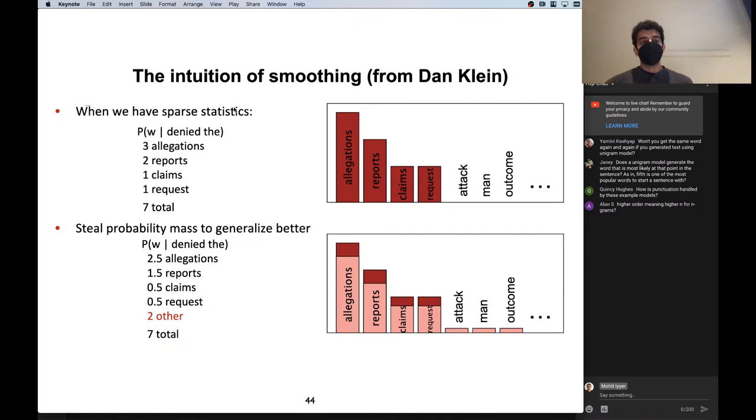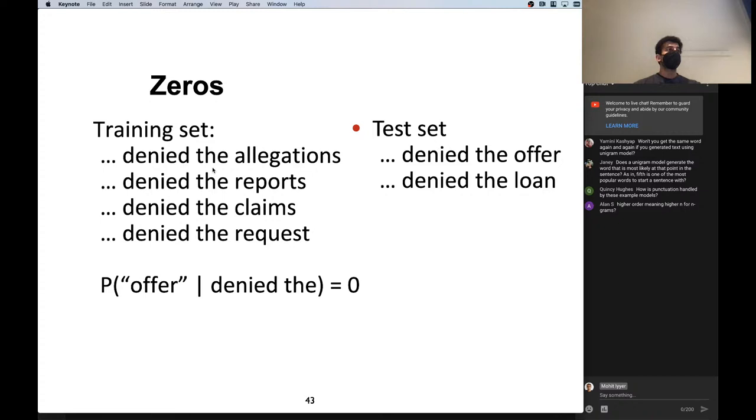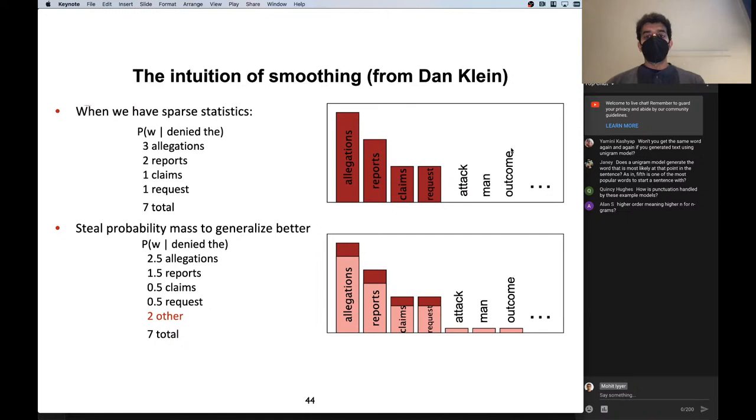So let's take a look at our example from before, denied the allegations. The prefix here is "denied the," and we're looking at all the words that follow this. If we don't apply smoothing, we just directly estimate these trigram probabilities of a word given "denied the." We see in our training set three occurrences of allegations, two of reports, one of claims, and one of requests. Other words that are also probable here just never occur in the training set following the prefix "denied the," including attack, man, or outcome.